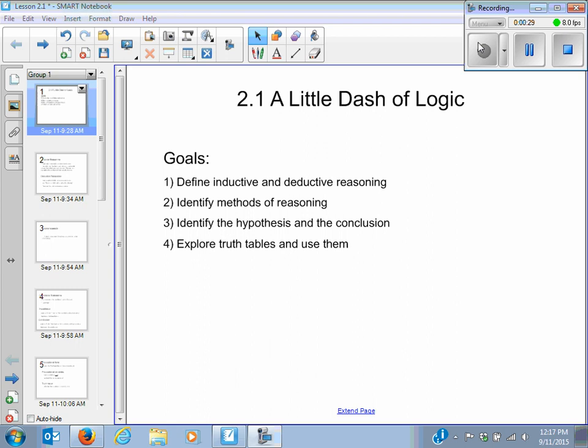First thing we're going to talk about is inductive and deductive reasoning. We're going to identify methods of reasoning. We're going to figure out which one is a hypothesis and which one's a conclusion. And we won't be talking too much about the truth tables, but we'll talk about truth values and conditional statements.